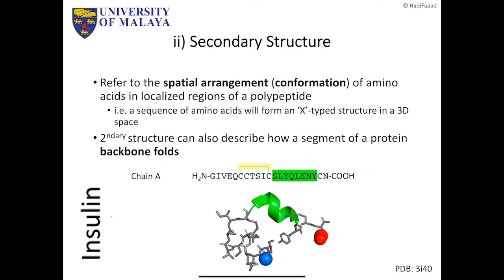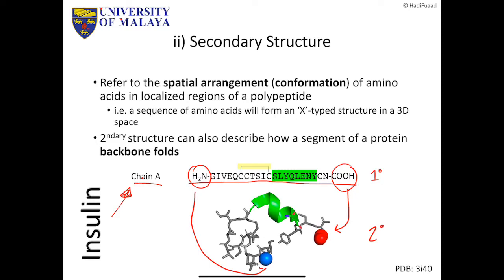Again, we will look at the insulin chain A. Previously, on primary structure, we just saw this. That one is a primary structure. On the secondary structure, you can actually see how the sequence folds. The red is a carboxyl, and the green is an amine. If you just look at the primary structure, you imagine that it's linear, right?